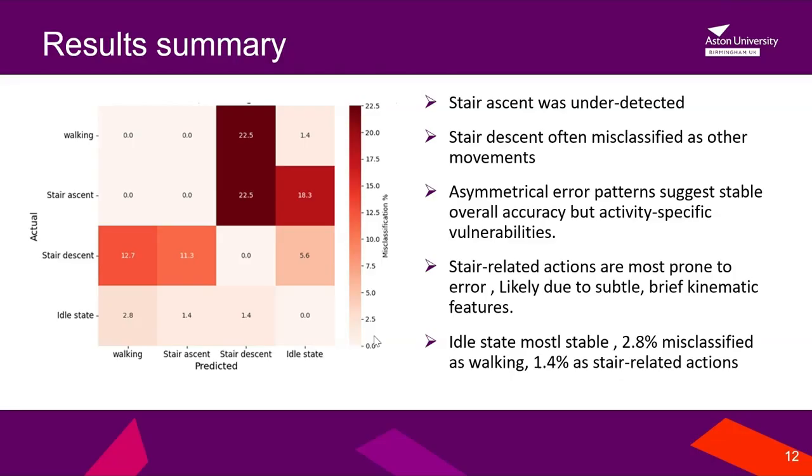So from this, we're able to gather that stair ascent was underdetected, and stair descent was often misclassified as other movement. And this was asymmetrical between the stair ascent and stair descent. And this suggests that the overall accuracy of the system might perform well, but activity-specific vulnerabilities are there as well. So stair-related actions are more prone to changes in kinematic features, and this is something that will need to be looked into more. And the best performing activity was either state with less misclassifications.